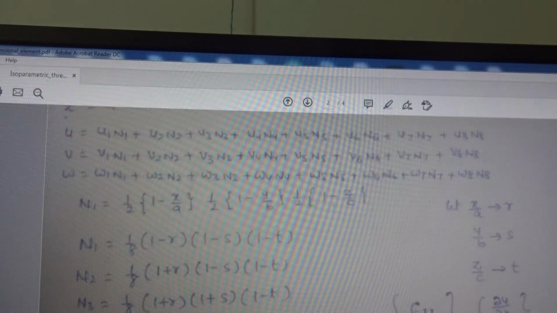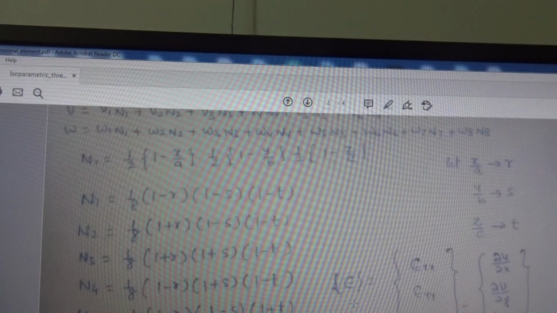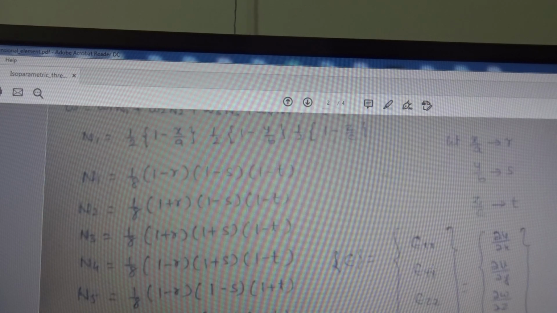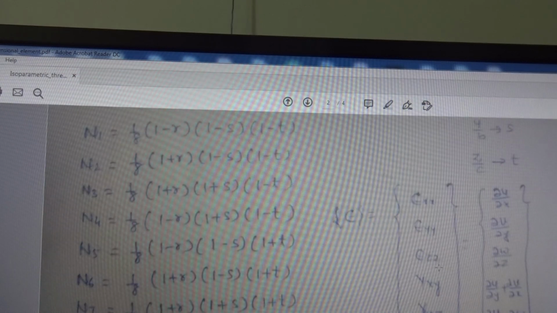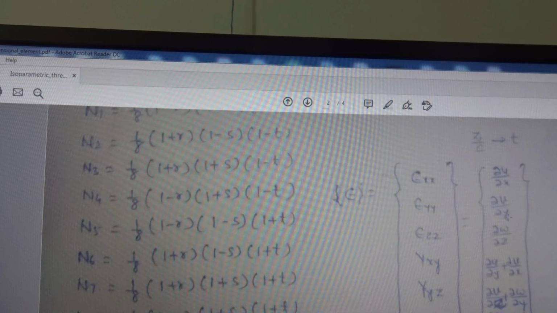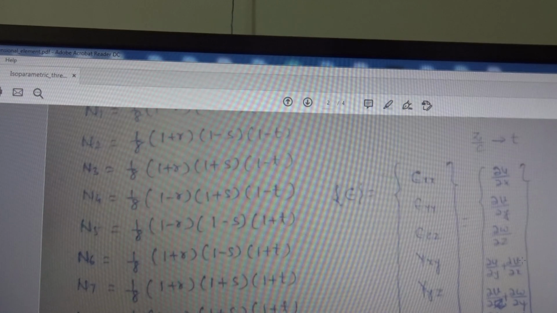So the strain epsilon is equal to, in three dimensions, epsilon x, epsilon y, epsilon z, gamma xy, gamma yz, gamma xz. And you can write epsilon x as del u by del x, epsilon y as del v by del y, epsilon z as del w by del z. Gamma xy is del u by del y plus del v by del x, gamma yz is del v by del z plus del w by del y, and gamma xz is del u by del z plus del w by del x.